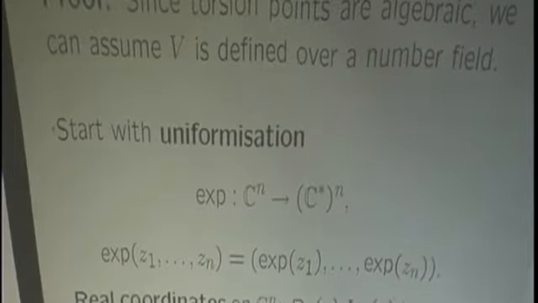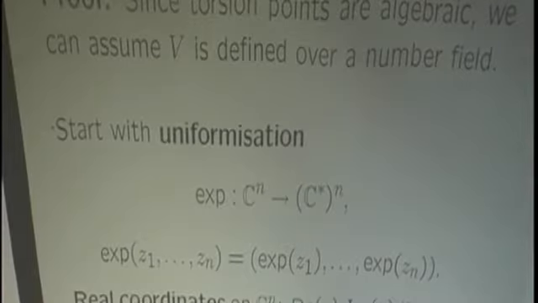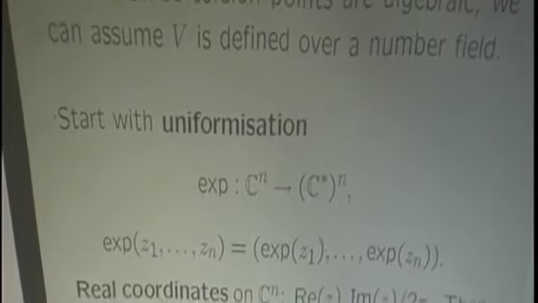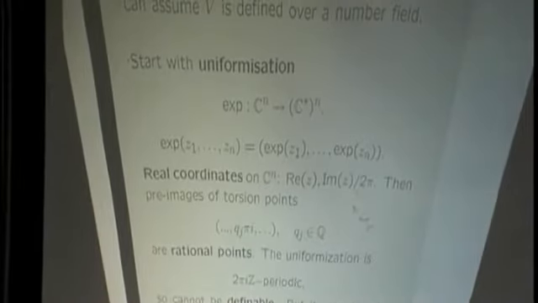So the first observation is that because torsion points are algebraic, we can assume that V is defined over a number field, or we can simply replace it by a subvariety which contains all its algebraic points. And now we start with the uniformization of (C star)^n by C^n, given by the exponential function. So we simply apply the exponential function to every coordinate. And since we eventually want to talk about sets in an O-minimal structure, we need to put everything inside R^n, or R^2n in this case.